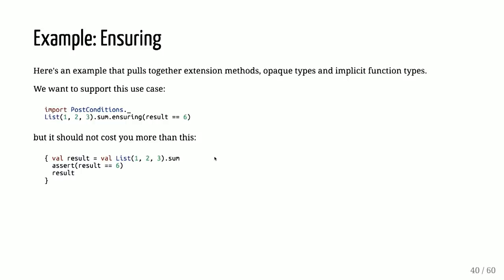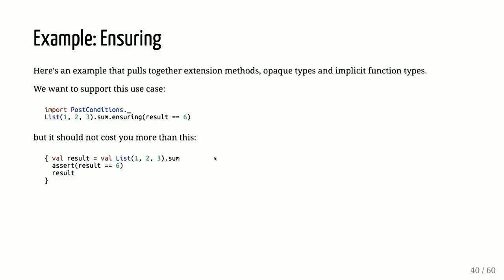It's in the standard library. It's sort of in the contract thing. It's like assert, require, and ensuring. Assert is just an assert you write. Require is an assert where you essentially want something from an argument. And ensuring is essentially an assert where you state something about a function result. So you use it like this: List(1, 2, 3).sum.ensuring(result == 6).